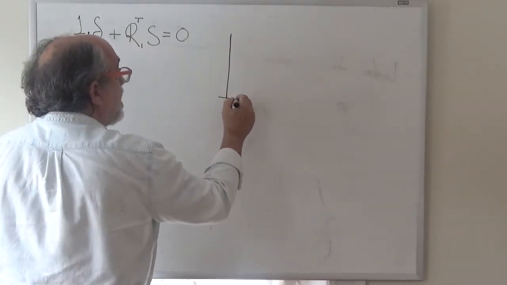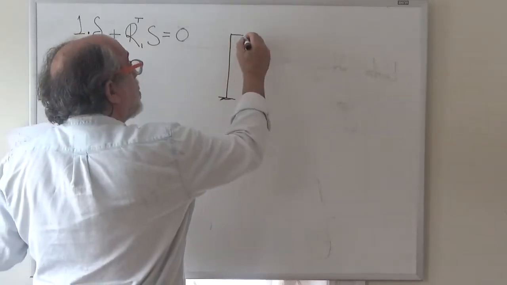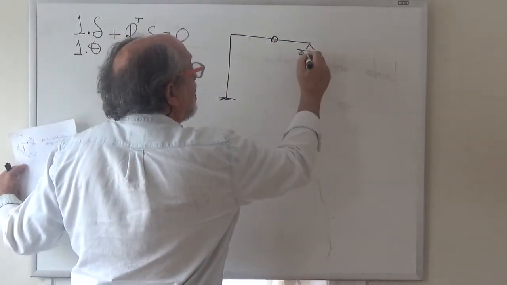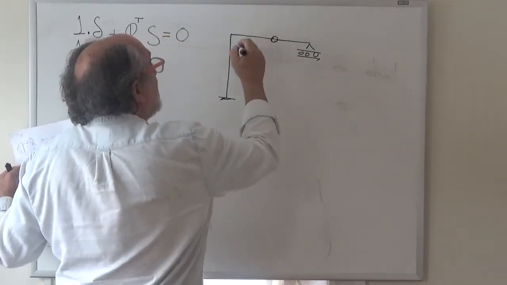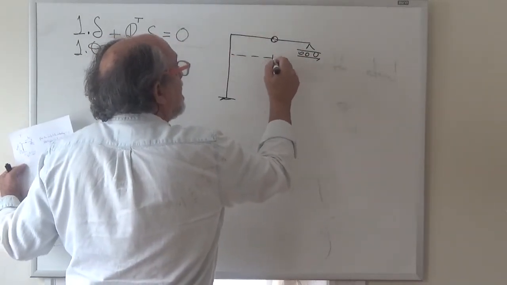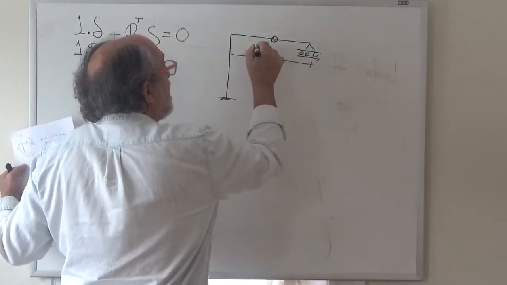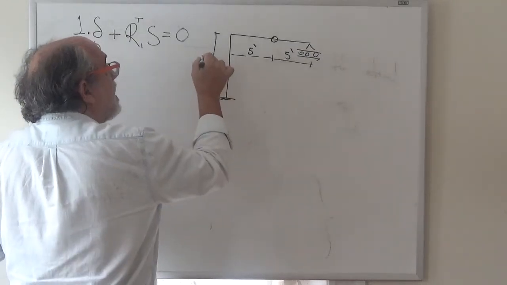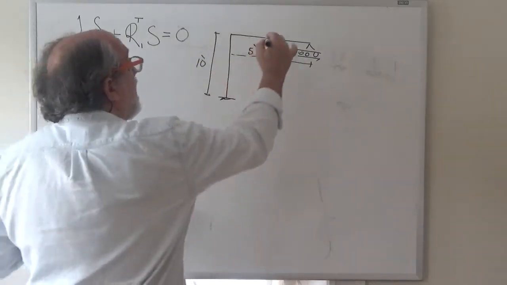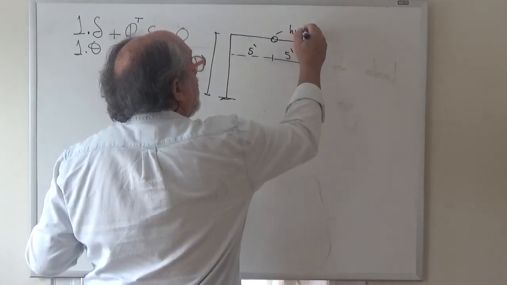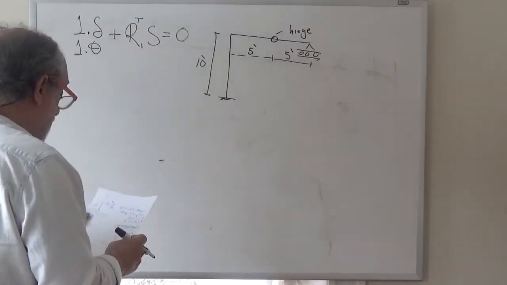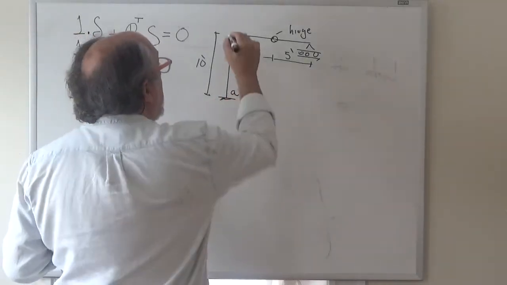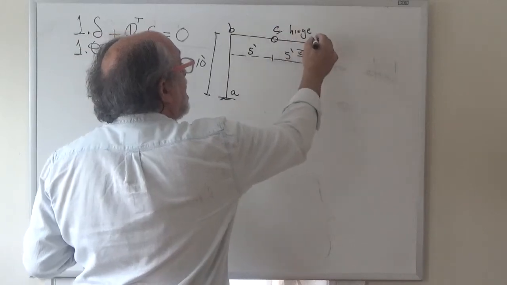So we have a structure like this, in which there is a hinge here, and a roller on this side. This distance is 5 feet. This distance is 5 feet. This distance is 10 feet. Okay? That is a hinge, meaning there is no moment there. And we have, for labeling purposes, let's say A, B, C, and D.